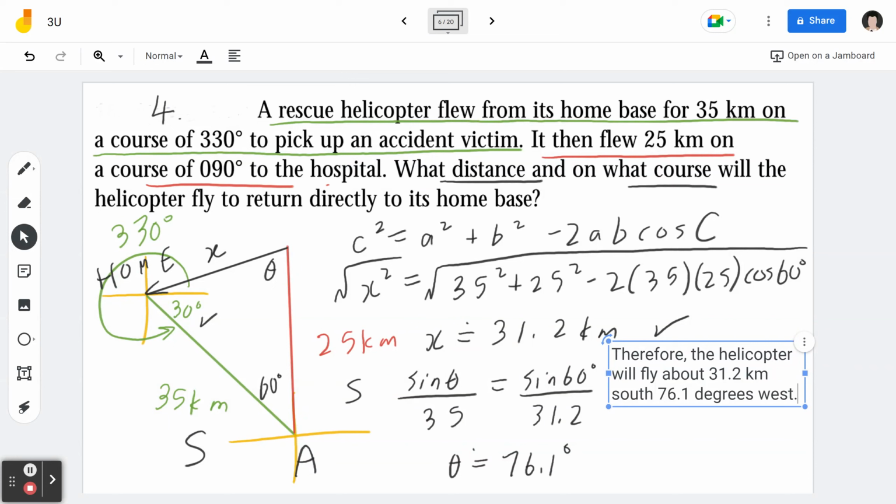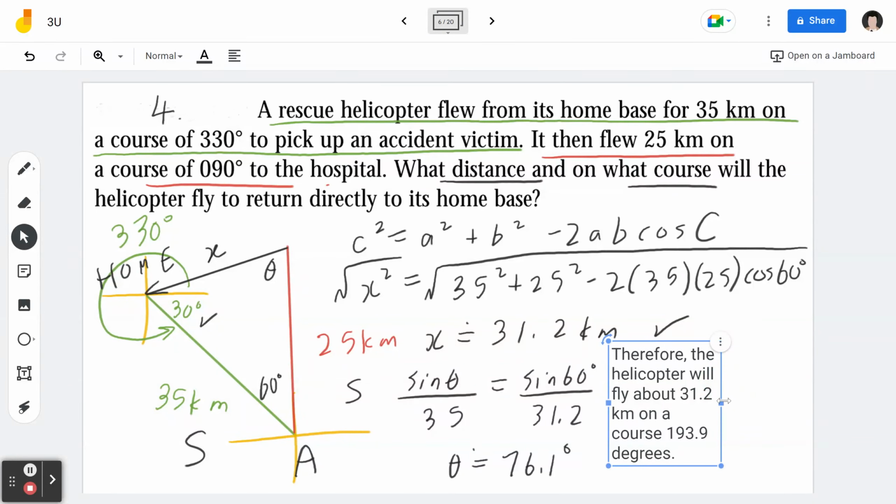So another way of doing this, let's say you don't want to write down south 76.1 degrees west. Another way you could also express it according to the question is this. Maybe I'll give it a different approach. If you take 270, you subtract 76.1, that's 193.9. So you could also say the helicopter will fly about 31.2 kilometers on a course 193.9 degrees.